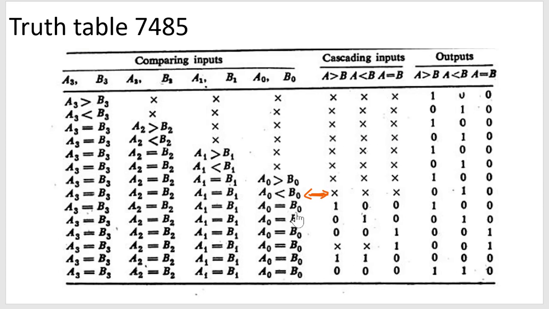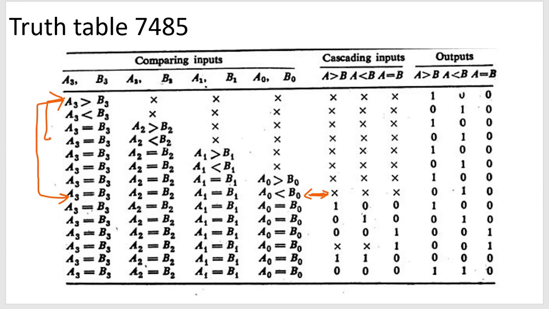But after this, that means you are having more than 8 bits, your lower order bits are equal. When you go to higher order bits, you are supposed to take the cascading input, whether they are equal or greater than or less than, whatever it is. Based on that, you are going to produce the output here. This is not necessary, but you should at least remember from this place to this place, so that you will get the idea how your 4-bit comparator is working. Okay, so this is all about your truth table of 7485.